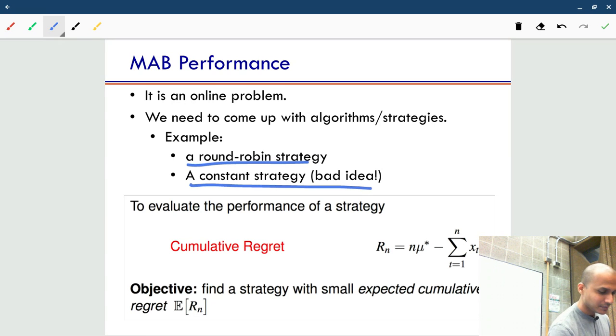Or we can do something even worse, which is just show A all the time. It's a constant strategy. But whatever be the strategy, we'll look at some interesting strategies soon.